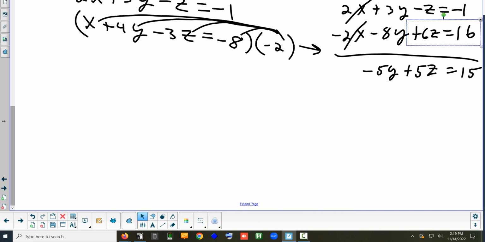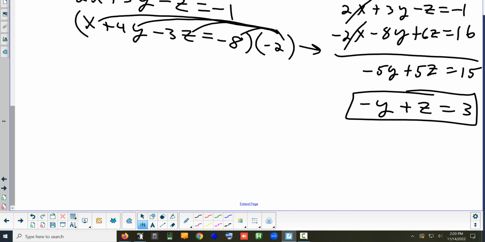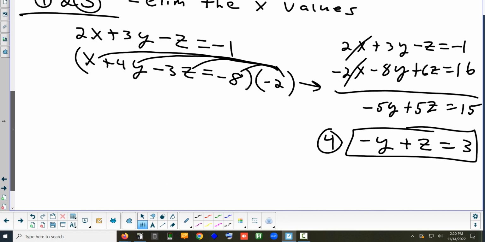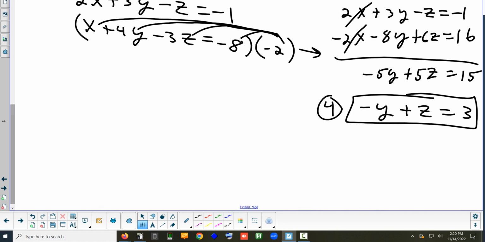That usually does not happen. So let's divide everything by 5. Negative y plus z equals 3. I'm going to call that equation 4. What I just did is, using equations 1 and 3, I created a new equation that doesn't have an x in it. Now, I need one more equation without an x in it. And then I'll have 2 equations with 2 variables that I can solve just like I showed you.